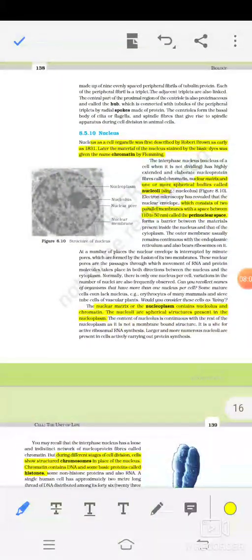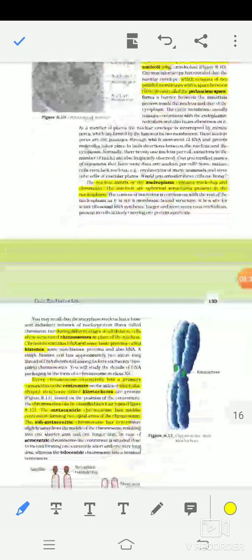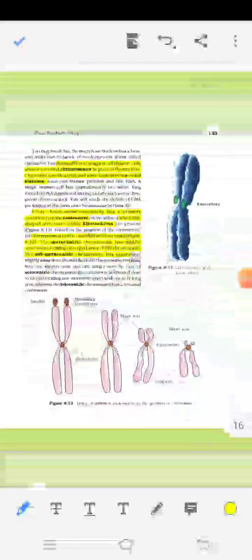Nucleus. Nucleus is a cell organelle which was first described by Robert Brown in 1831. Later, the material of the nucleus stained by basic dyes was given the name chromatin by Fleming. The nucleus has a nuclear envelope and one or more spherical bodies called nucleoli, which consist of two parallel membranes with a space between them of 10 to 50 nanometre called the perinuclear space. The nuclear matrix or the nucleoplasm contains nucleoli and the chromatin, the nuclear spherical structures present in the nucleoplasm.